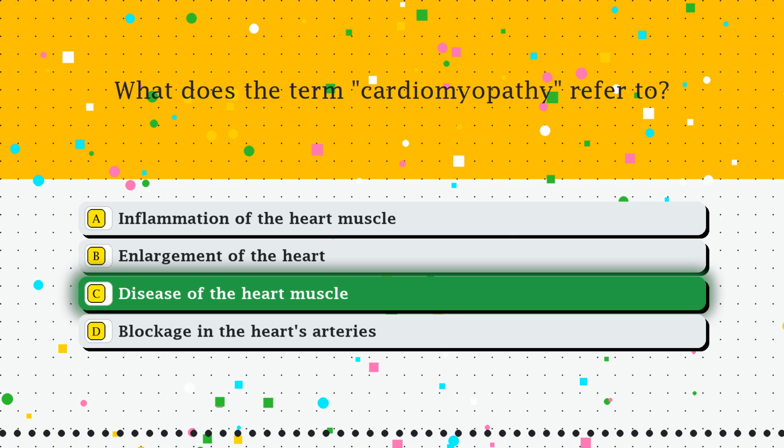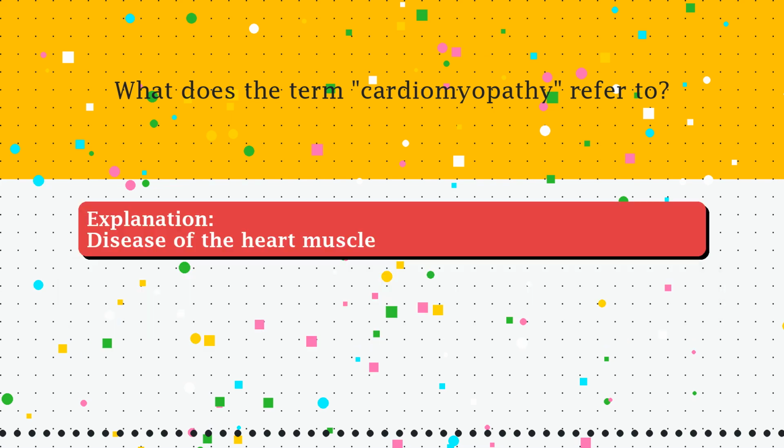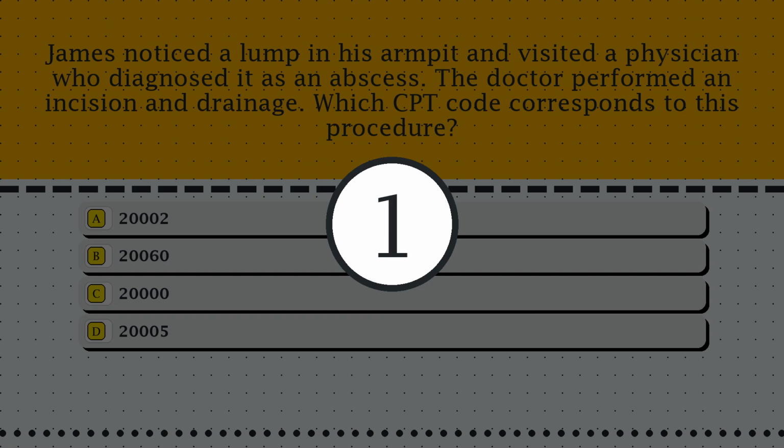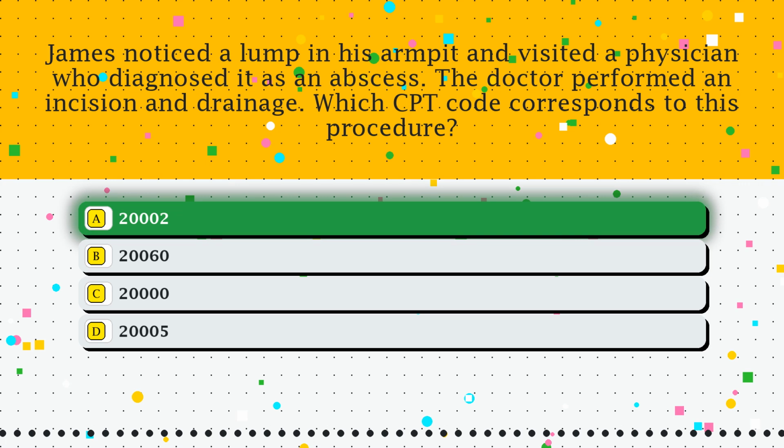The correct answer is option C, disease of the heart muscle. Question 281. James noticed a lump in his armpit and visited a physician who diagnosed it as an abscess. The doctor performed an incision and drainage. Which CPT code corresponds to this procedure? Option A, 20,002. Option B, 20,060. Option C, 20,000. Option D, 20,005. The correct answer is option A, 20,002.